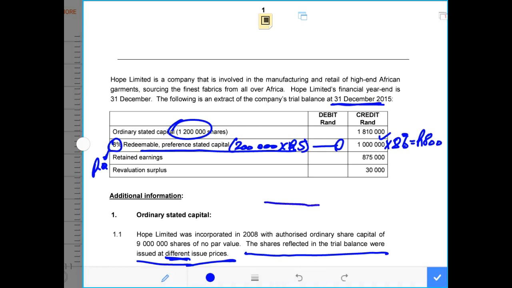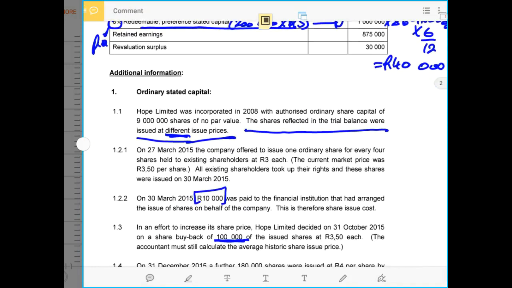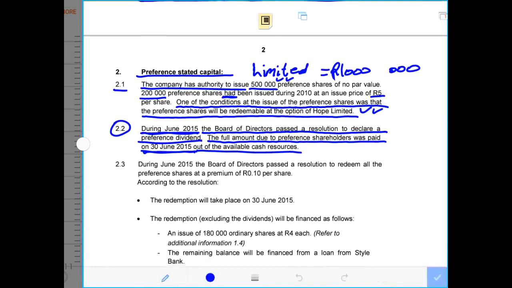It is the preference dividends for the full year. So now that will be 80,000. However, we only need preference dividends to be accounted for 6 months out of the 12 months. Why must it be 6 months out of the 12 months? Because these shares were declared and paid in the middle of June, and by 30th of June they were paid.